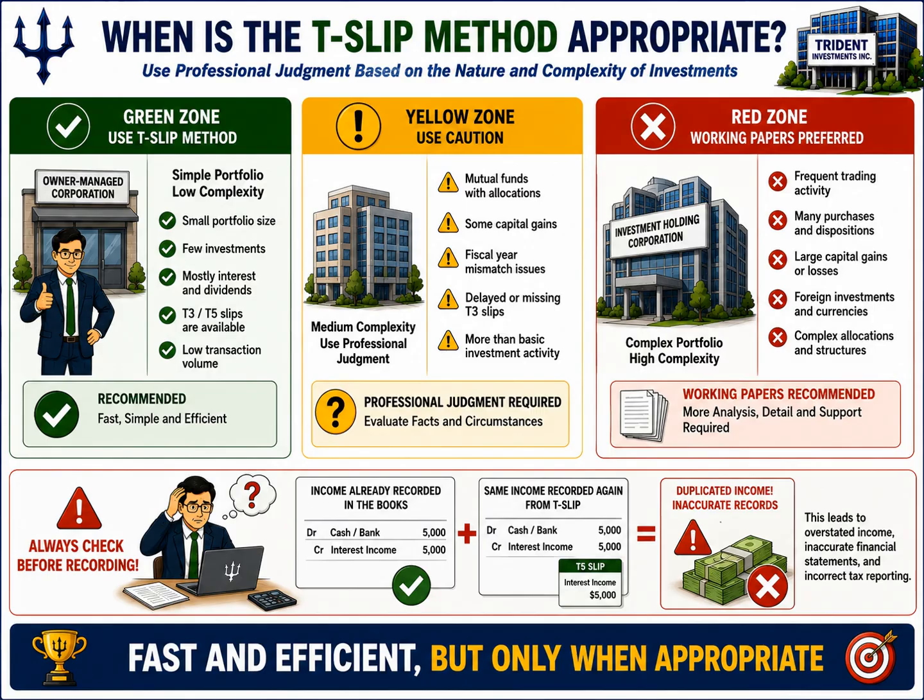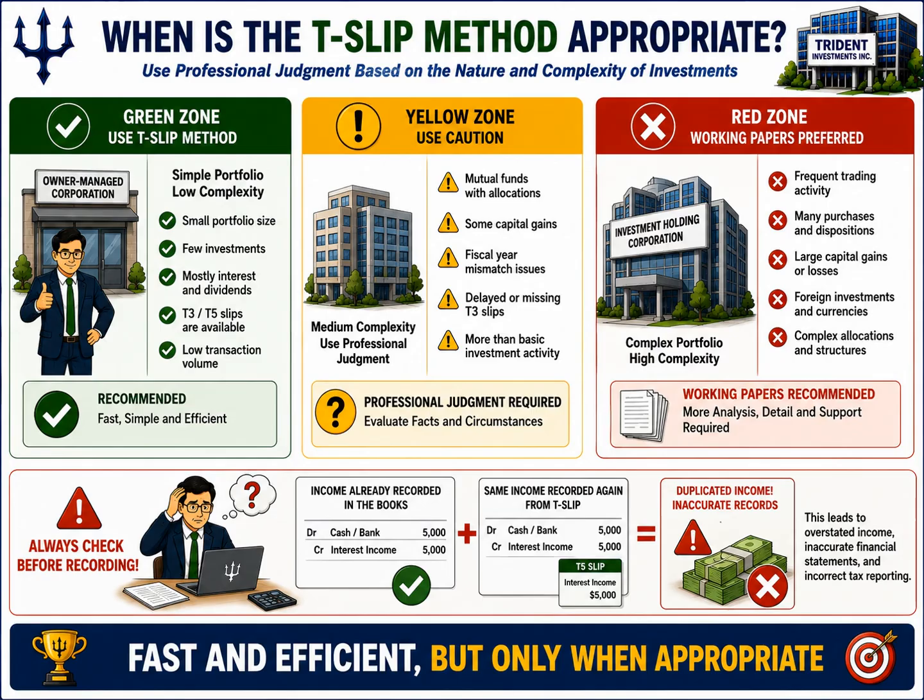Now let's look at the red zone. This is where detailed working papers are generally preferred. Imagine a large investment holding corporation with frequent trading activity, numerous purchases and dispositions, significant capital gains, foreign investments, and complex allocation issues. In these situations, relying solely on T-slips may not provide enough detail. The accountant often needs transaction-level analysis, gain and loss schedules, and detailed supporting documentation. This is where the working paper approach becomes much more valuable.